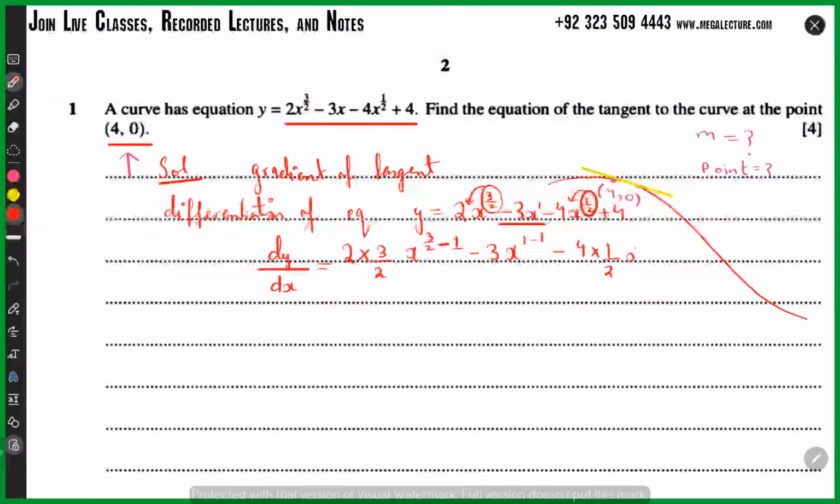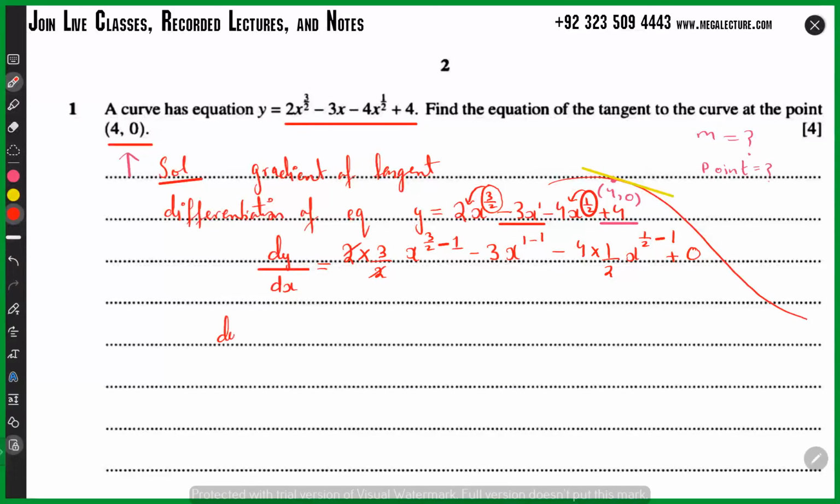And x power 1 by 2 minus 1. And what about this positive 4? What is the derivative of this positive 4? 0. Very good. It is 0 because now we know that if we are going to differentiate any constant, the derivative is going to be 0. Okay. Perfect. So let's just simplify this.